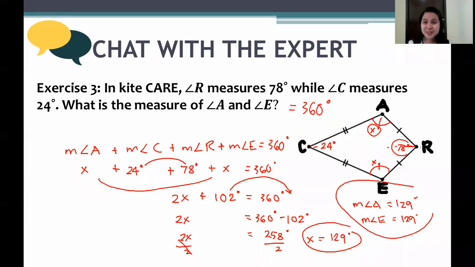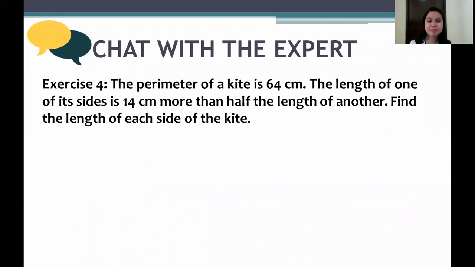No questions? We go to the last exercise. The perimeter, again, what's a perimeter? The perimeter, I call it the fence. Why do I call it the fence? Because it's the distance around a polygon. So the perimeter of a kite is 64 cm. It's the whole 64 cm. The length of one of its sides is 14 cm more than half of the length of another.